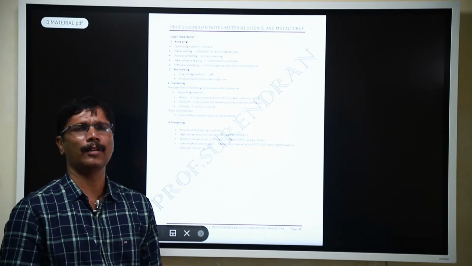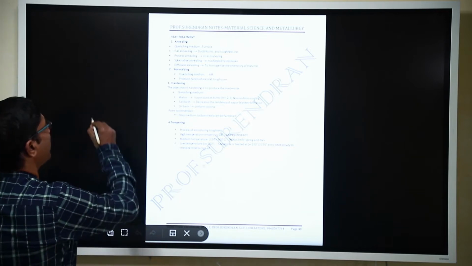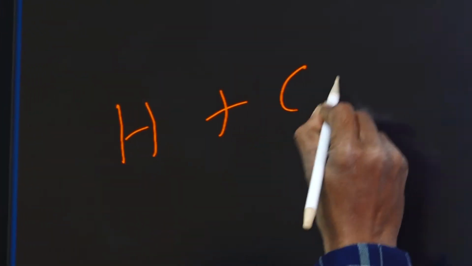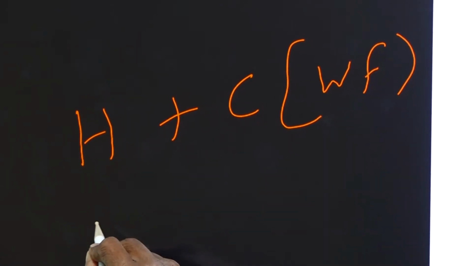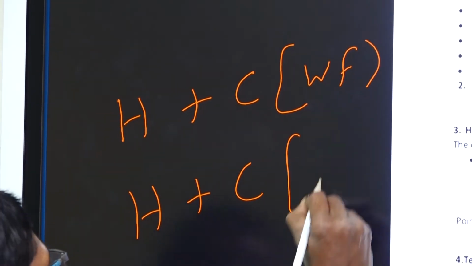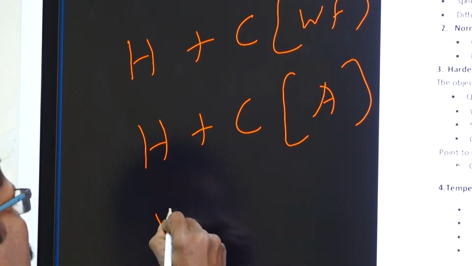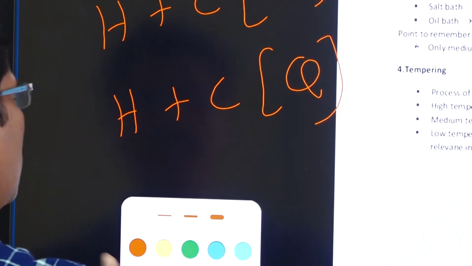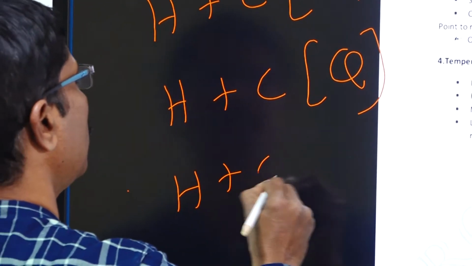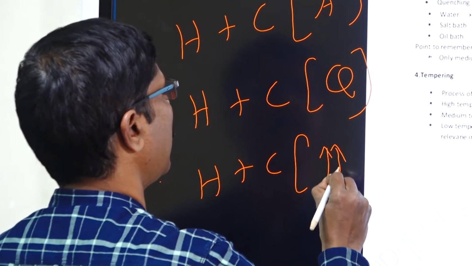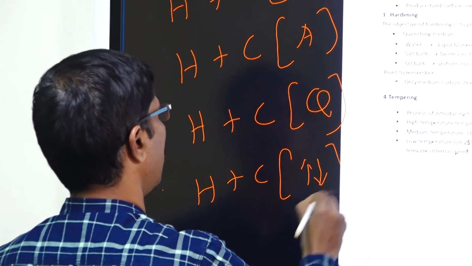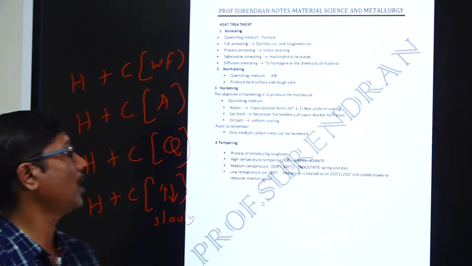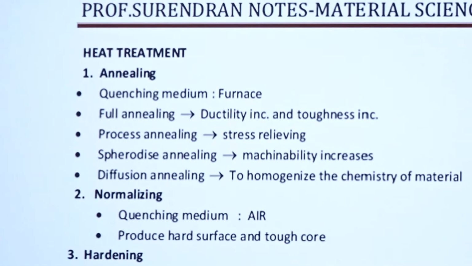Next we have the different heat treatment processes. In heat treatment, annealing means heating first and then cooling within the furnace. Normalizing is heating and cooling in the presence of air. Hardening is a process of heating and cooling by means of a quenching medium. Tempering is the process where we heat and cool repeatedly and slowly.